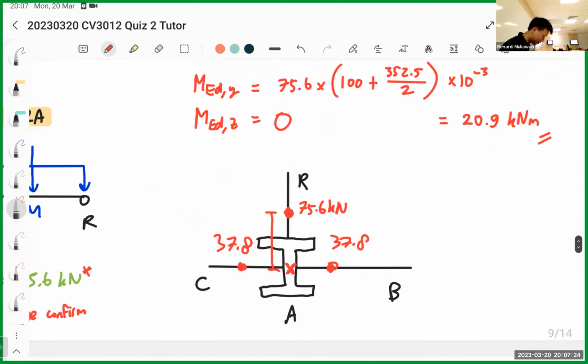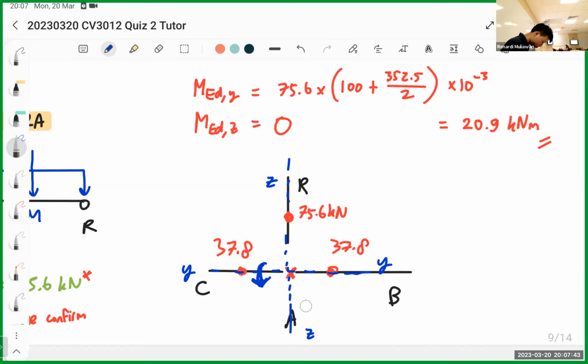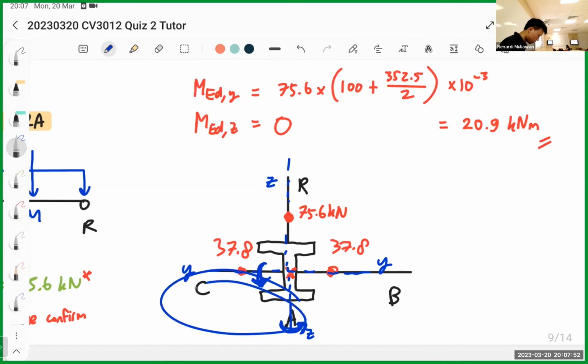This one might be confusing. Remember we have two axes. One is the strong axis, YY, which turns this way, and the weaker axis, ZZ, which turns this way. For ZZ, the ones contributing are AC and AB.